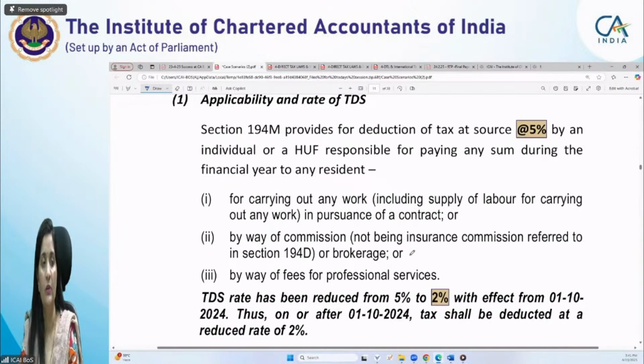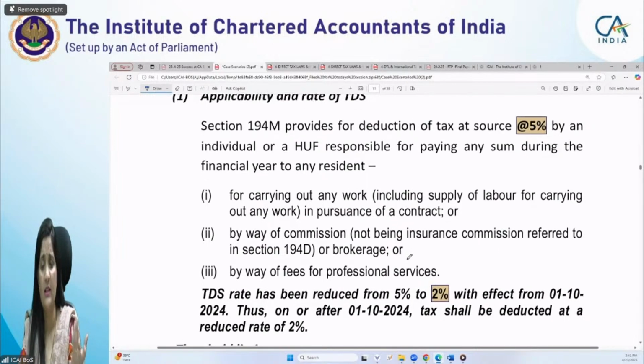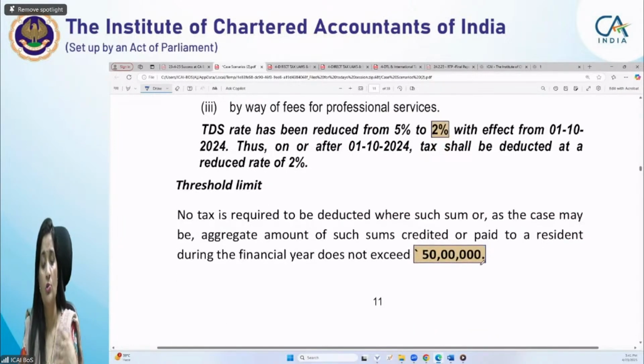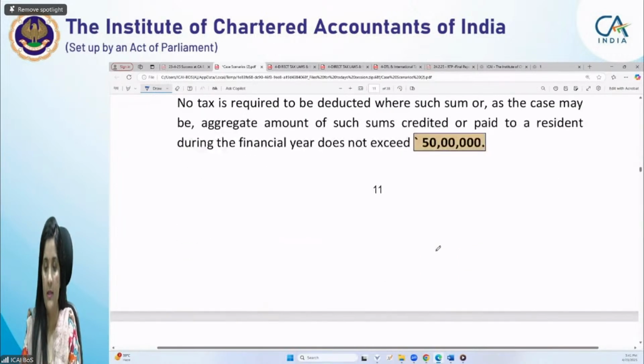In this particular case, it's only 60,000. It's not exceeding the threshold limit of 50 lakhs. So no TDS is required to be deducted. So keep in mind, the rate is also reduced in this provision. Okay, it's an easy one.